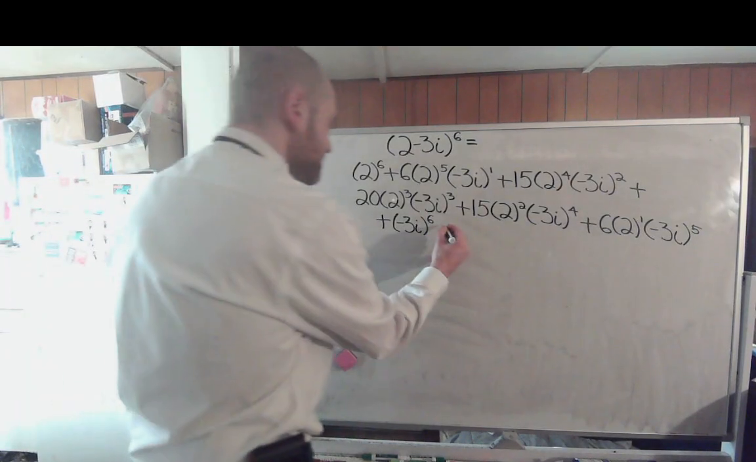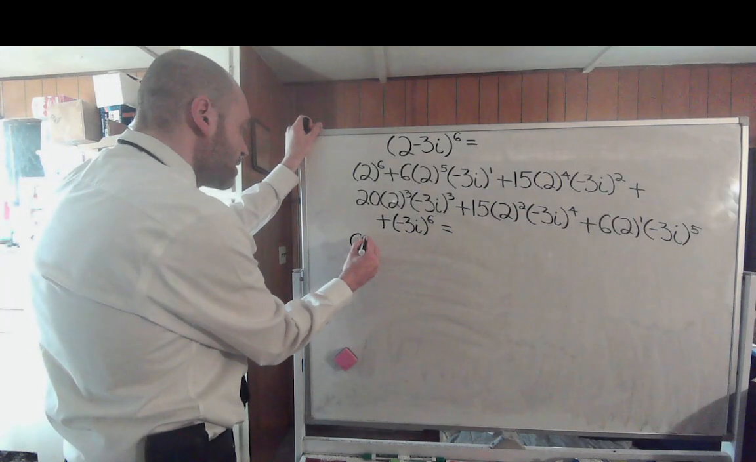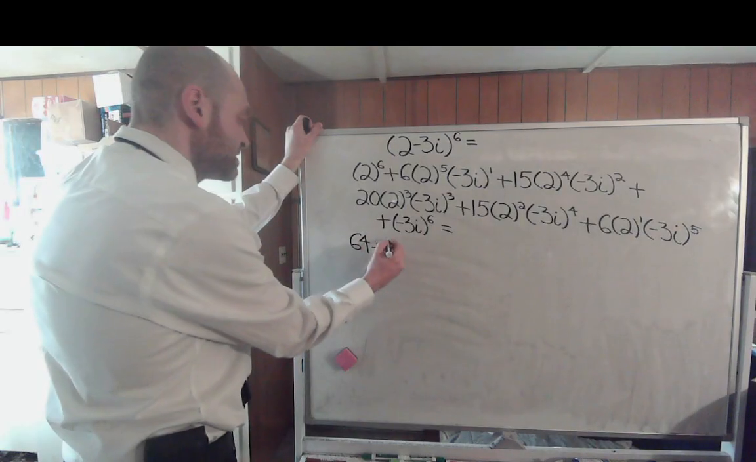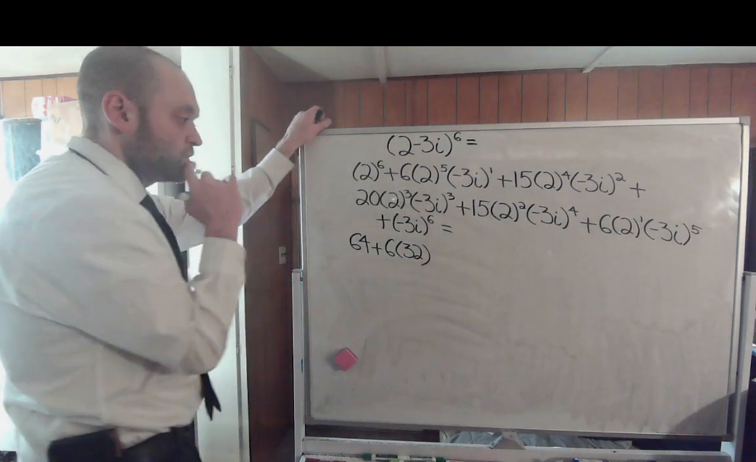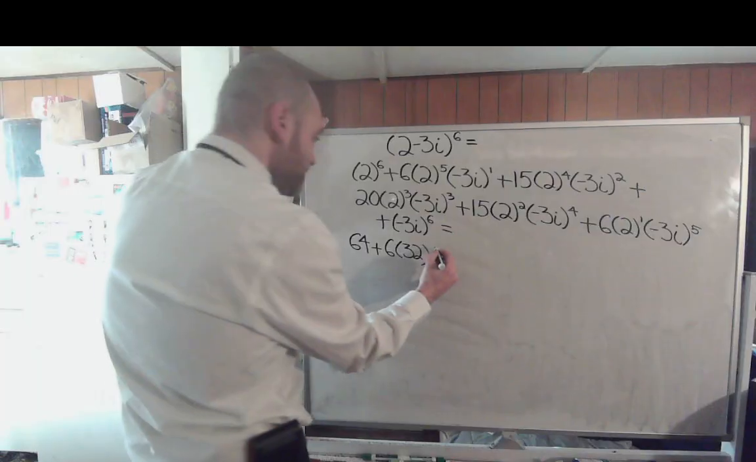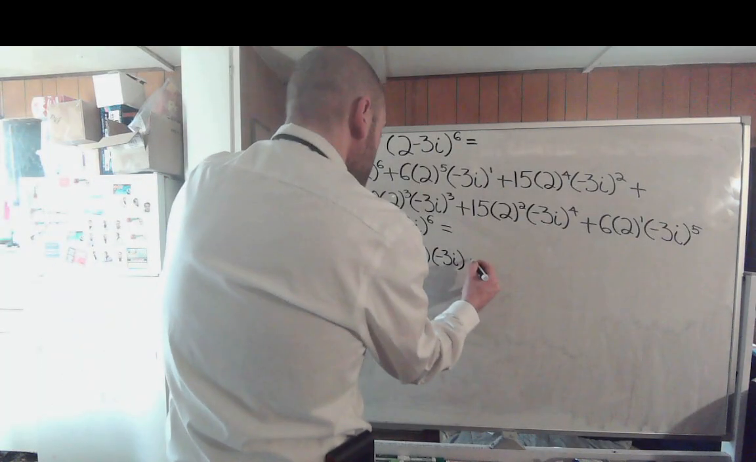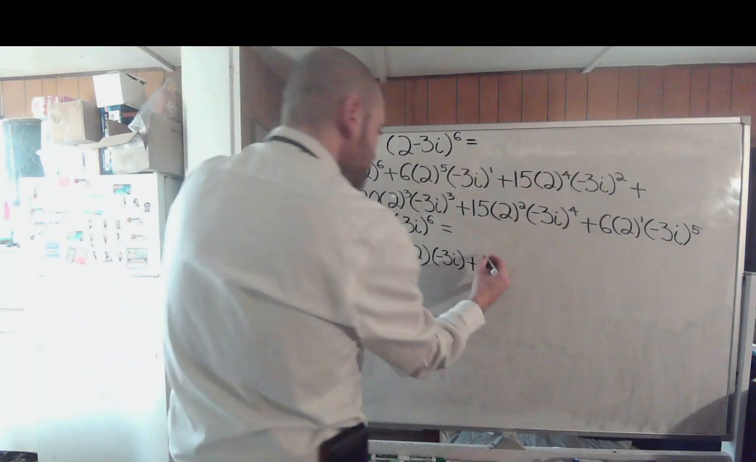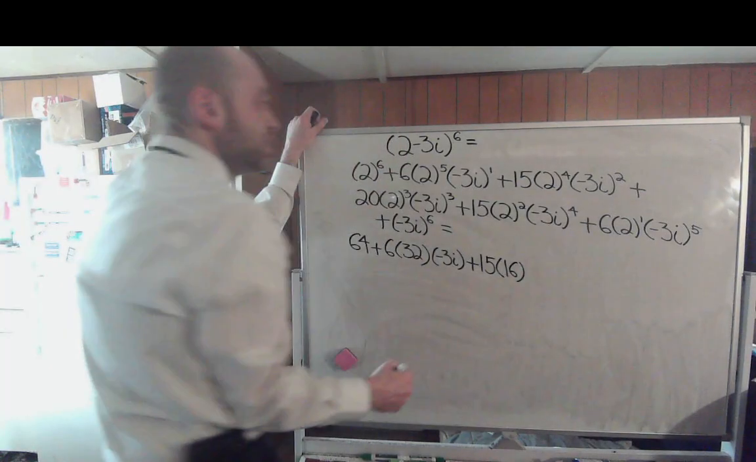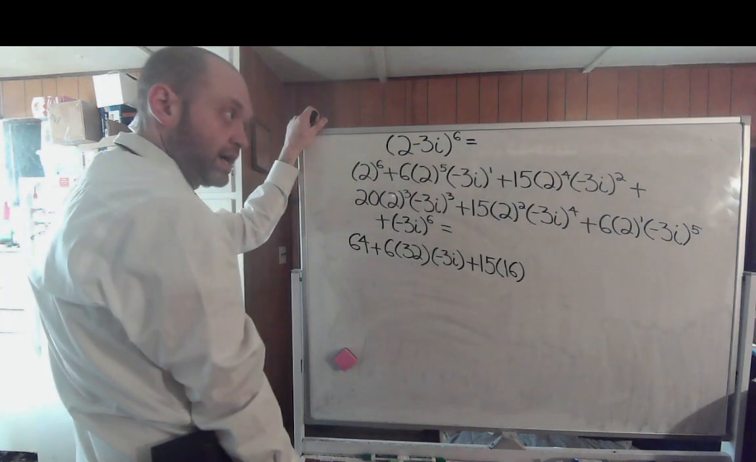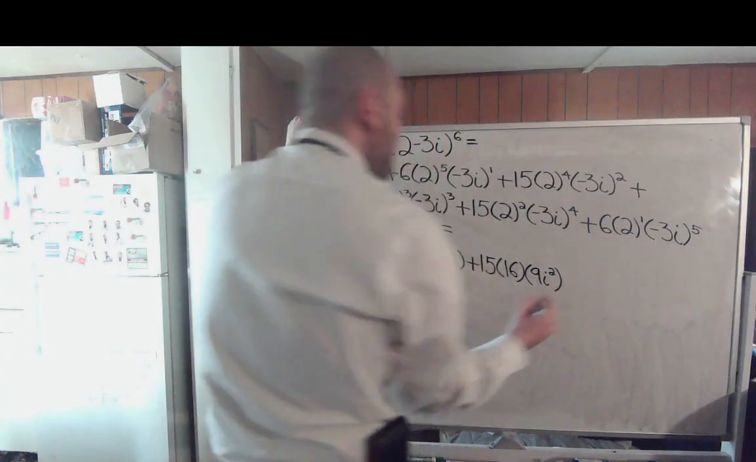Okay, now let's simplify this more. So 2 to the sixth is just 64. Now we're going to have 6. Now what is 2 to the fifth? That's 32, so you have 6 times 32 times negative 3i to the first. Well, that'll be times negative 3i. Plus, you'll have 15 times 2 to the fourth. Well, 2 to the fourth is 16. Times that negative 3i squared. Well, that'll be times positive 9i squared.